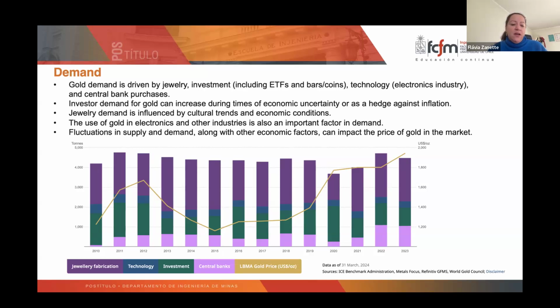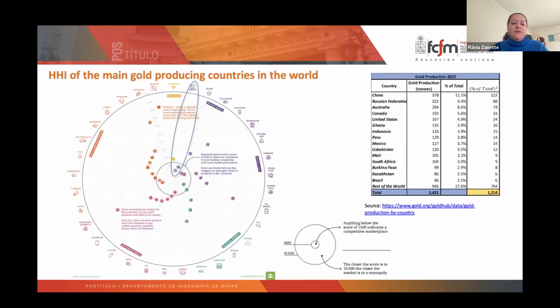And here we have a graphic that splits jewelry fabrication, technology, investments, and central banks. And obviously here we can see, as previously mentioned, that jewelry fabrication is the most demand that we have for the gold market.